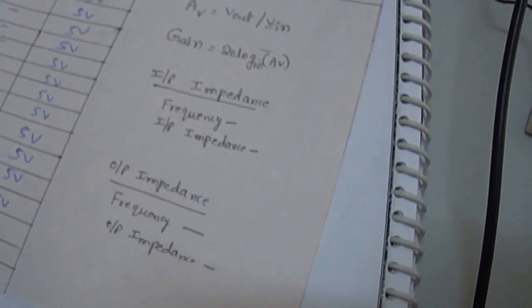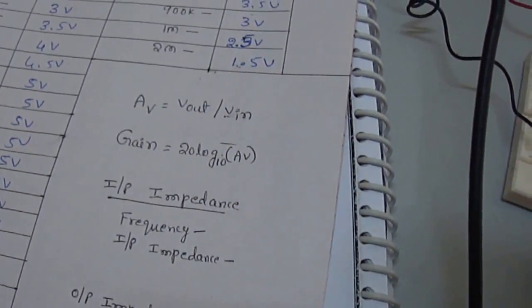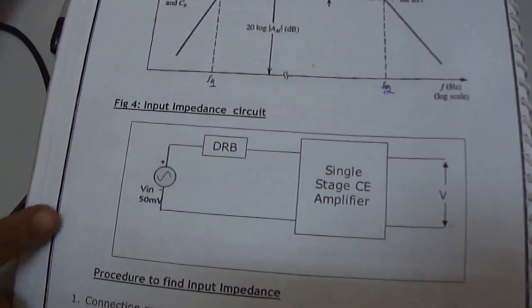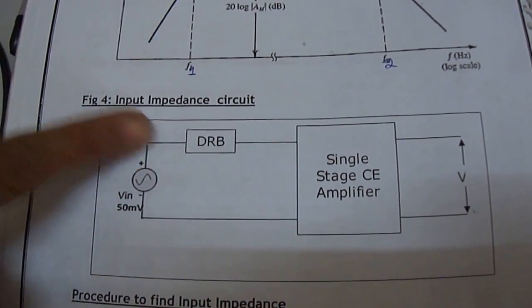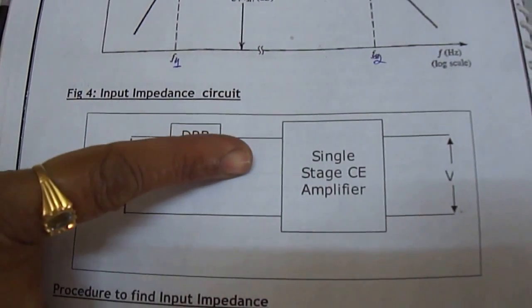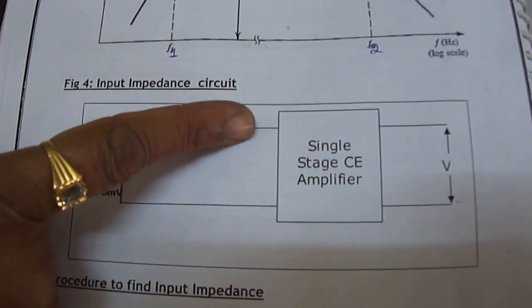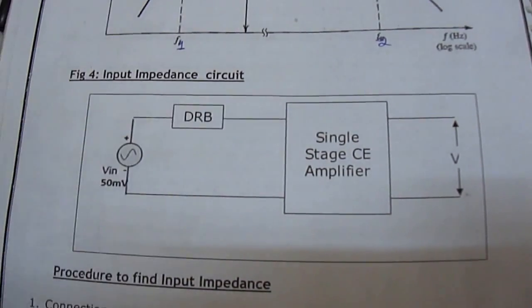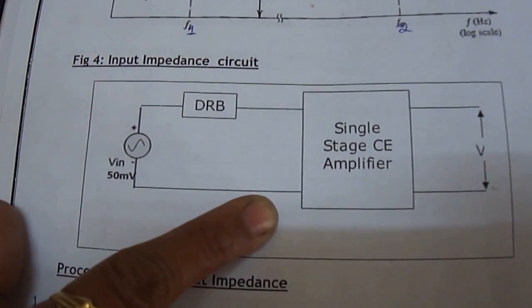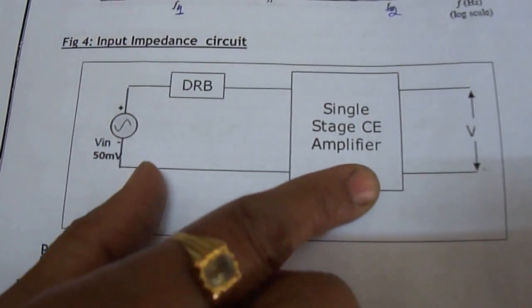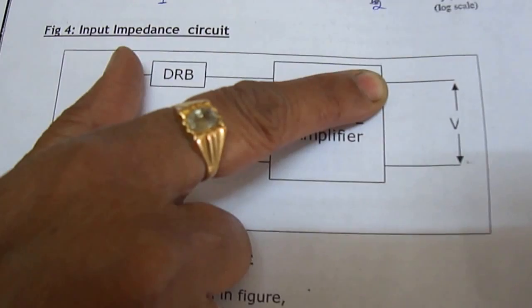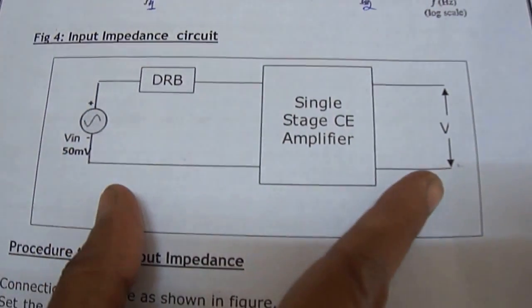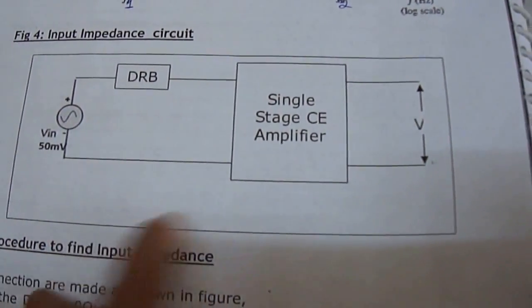We will show how to calculate the input and output impedance. This is the input impedance circuit. In this, the AFG positive is connected to the DRB positive. DRB negative is connected to the single stage CE amplifier. That means the capacitor 0.1 microfarad first terminal, and AFG negative is connected to the ground. And then voltage output is connected across the collector capacitor and then negative is connected to the ground. So connect the circuit according to the diagram.